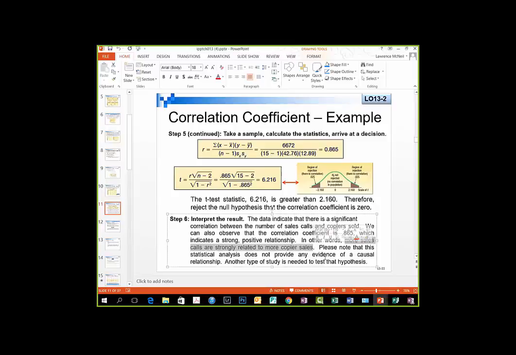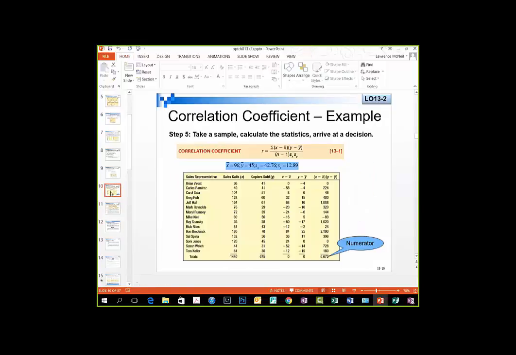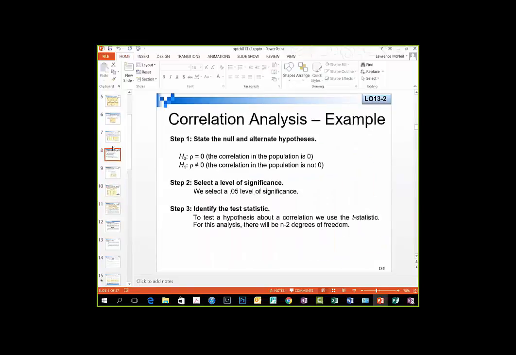Please note that this analysis does not provide any evidence of a causal relationship. Again, there's a difference between correlation and causality. Another type of study is needed to test that hypothesis, which we get into a little bit later. So we're done with testing the correlation. Okay, that was this example here, testing the correlation.